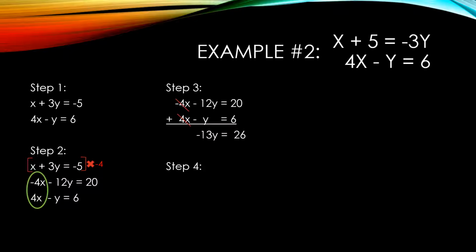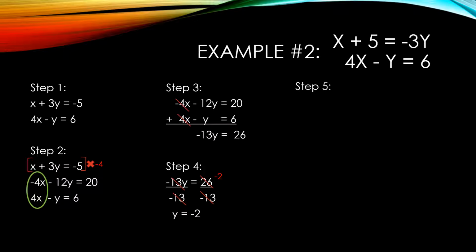Step number 4 is nice and easy. We're going to use one-step algebra to solve by just dividing out the coefficient on both sides. So negative 13 divided by negative 13 and 26 divided by negative 13 to get the value of y, which is negative 2.